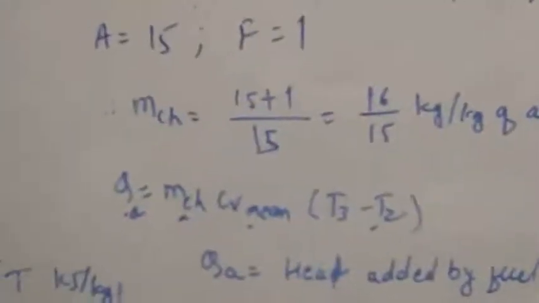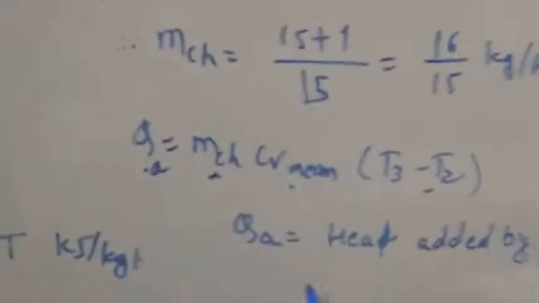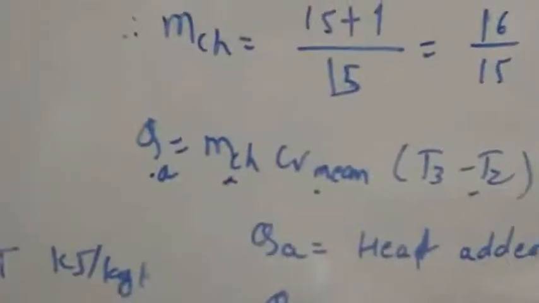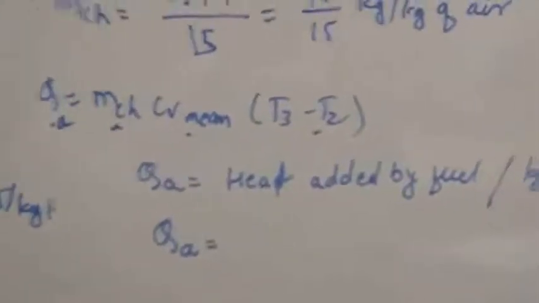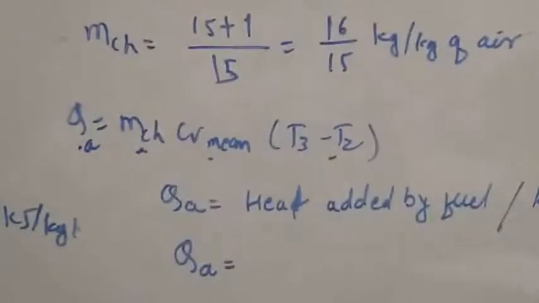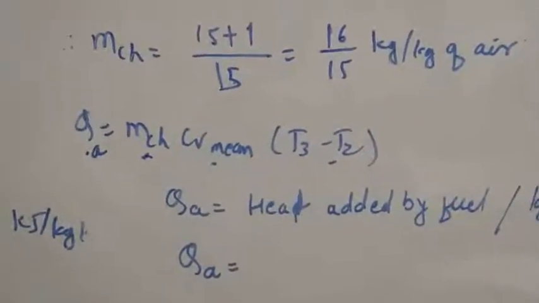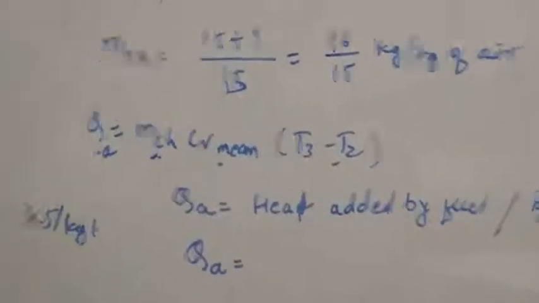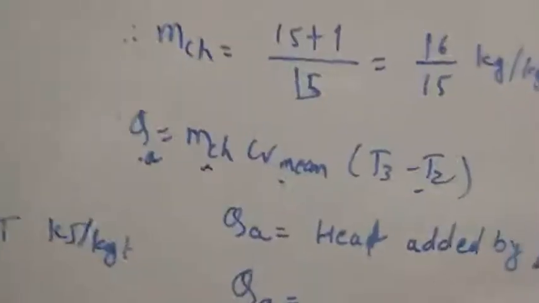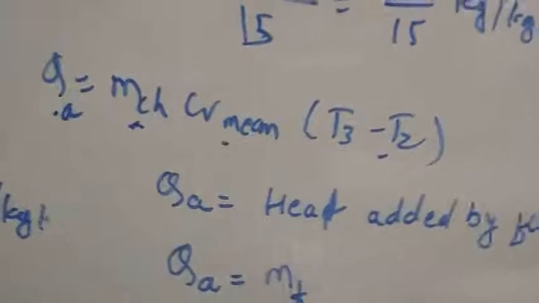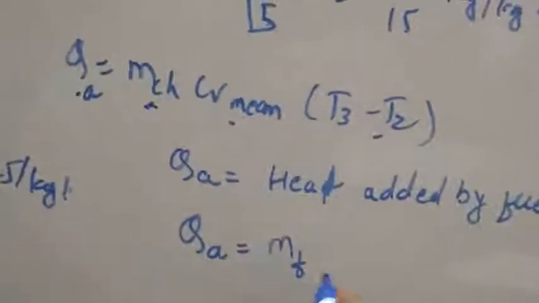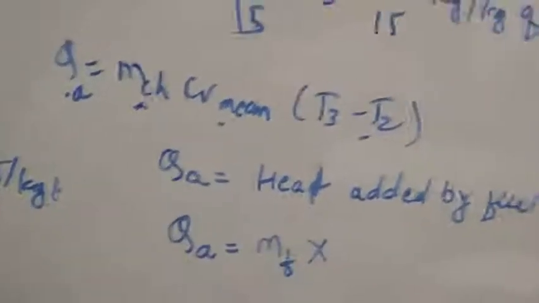So for that, first I need to get the equation for heat added. Can you tell me what will be the equation for heat added over here by fuel? If I want to get it by fuel, obviously I need to know the mass of fuel. If I know the mass of fuel, I'll write the equation as MF, that is mass of fuel. What should I multiply to the MF to get this particular value?